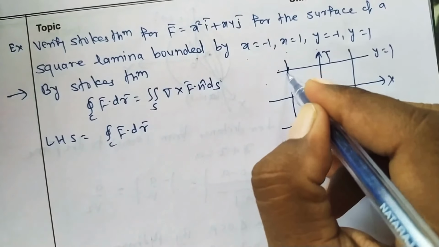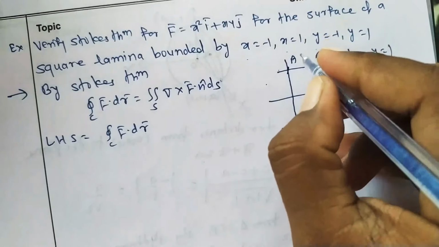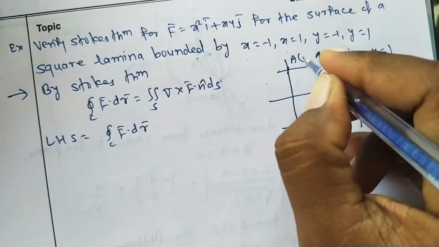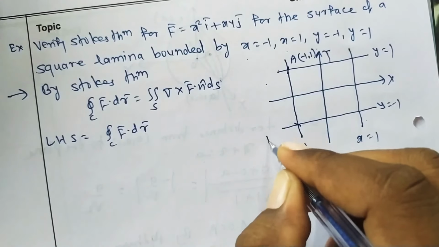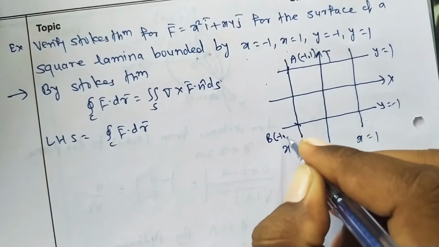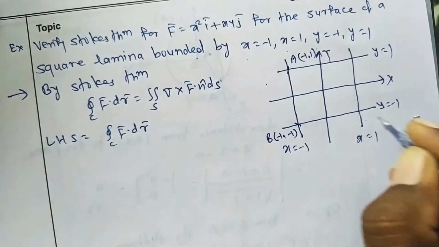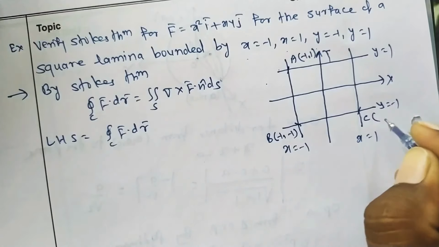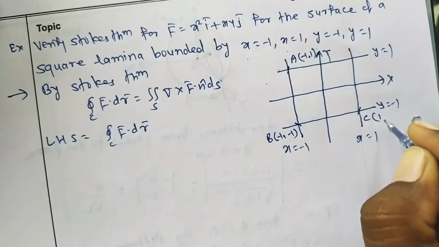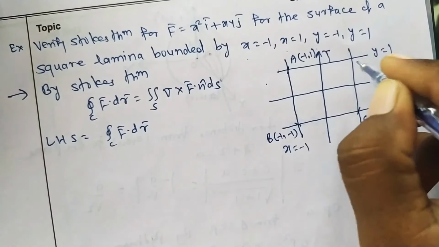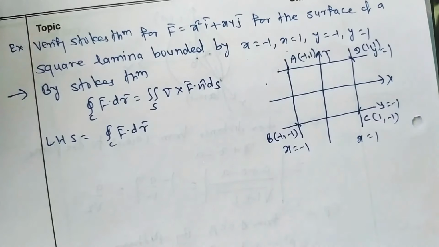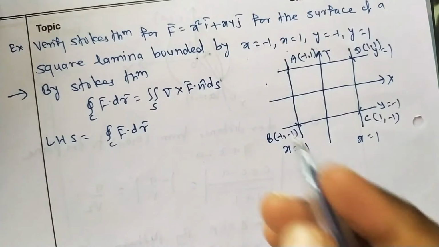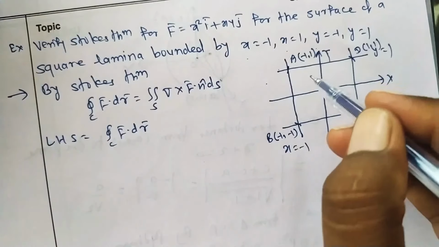Suppose this point is A. What are the coordinates of A? The coordinate of A is (-1, 1). This point is B, the coordinate of B is (-1, -1). This point is C, the coordinate of C is (1, -1), and this point is D, the coordinate of D is (1, 1). Okay, so this is the lamina given: A, B, C, D, A.